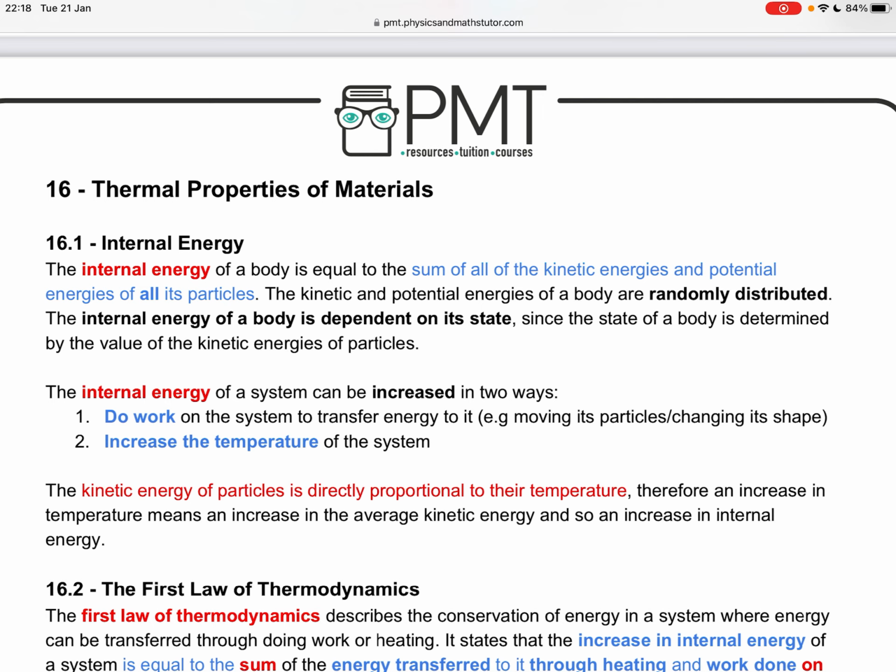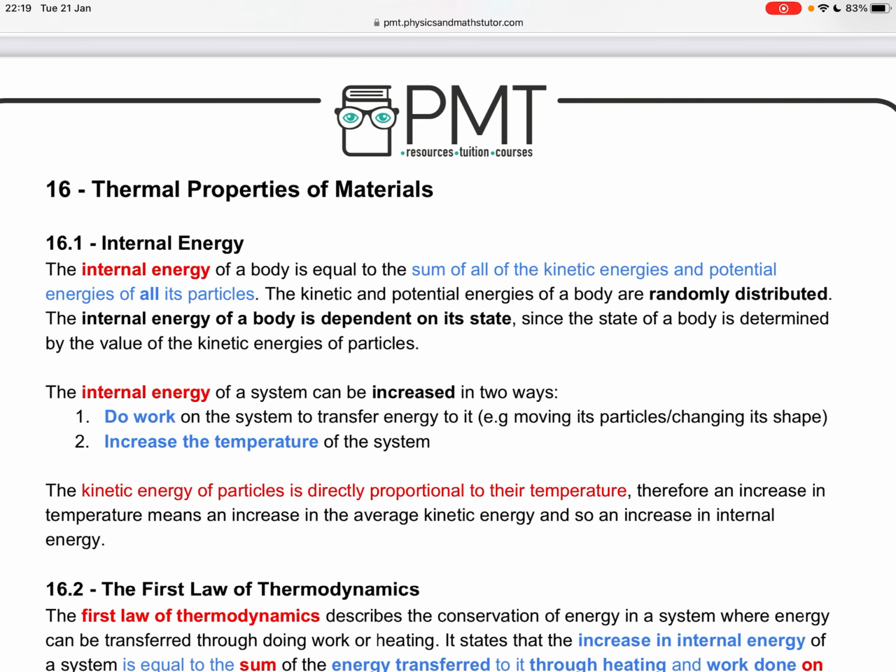The internal energy of a body is equal to the sum of all of the kinetic energies and potential energies of all its particles. Again, the sum of all of the kinetic energies and potential energies of all its particles is called internal energy. So basically, internal energy is the kinetic energy and potential energy all together. The kinetic and potential energies of a body are randomly distributed.